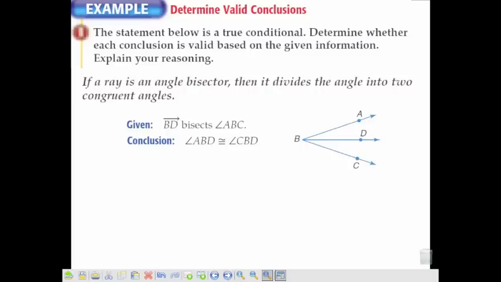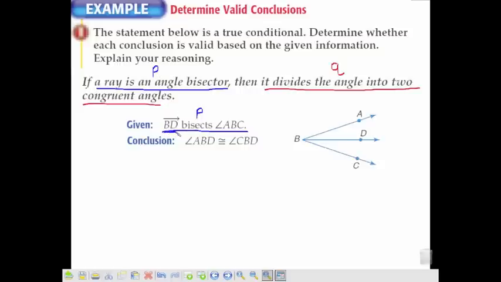So if I want to draw a valid conclusion, I'm going to look at the statement, if, right here, whatever it says, that's going to be my P, because it's with the if part. And then the then part, it divides the angle into two congruent angles. That will be my Q. So I look down here at the second part. I see BD bisects ABC. Now what I want to check, does that match what I had for P? If a ray is an angle bisector. So here BD, that is a ray. It's bisecting an angle. Therefore, yes, even though it's written differently, that is an angle bisector. So we're going to say BD bisects ABC is the same as P.